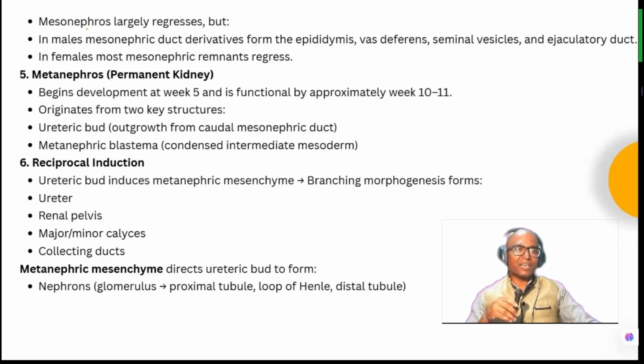Now, this metanephric mesenchyme directs the ureteric bud to form nephrons. So what does the metanephric mesenchyme do? The metanephric mesenchyme will direct the ureteric bud to form the nephron.